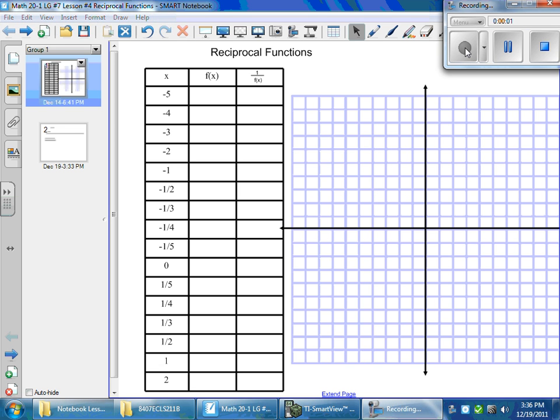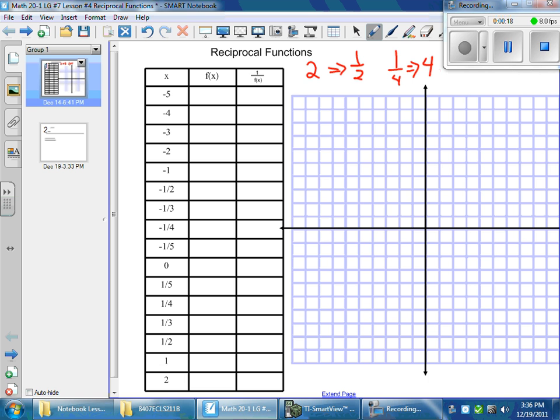I want to look at a really great concept. It's called reciprocal functions. You know what a reciprocal is because if I give you something like 2, the reciprocal of that is going to be 1/2. Or if I give you something like 1/4, the reciprocal of that is going to be 4. Well, you can do the exact same thing with an equation.